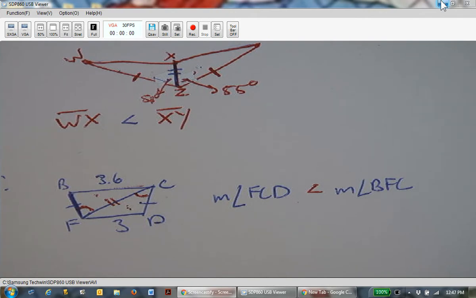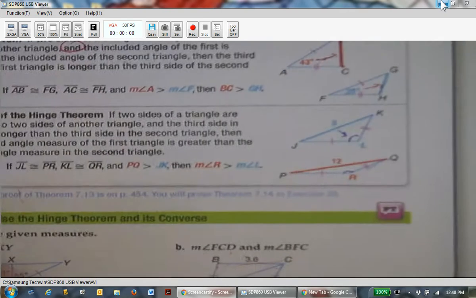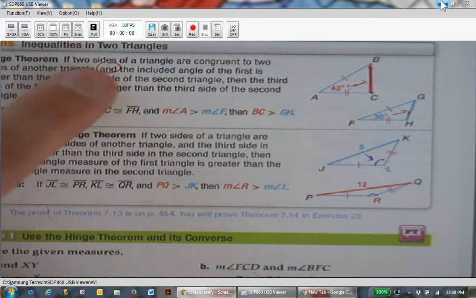Because of the, what's it called? Hinge theorem. It is the Hinge theorem. And specifically, out of both of these Hinge theorems, it's the converse.